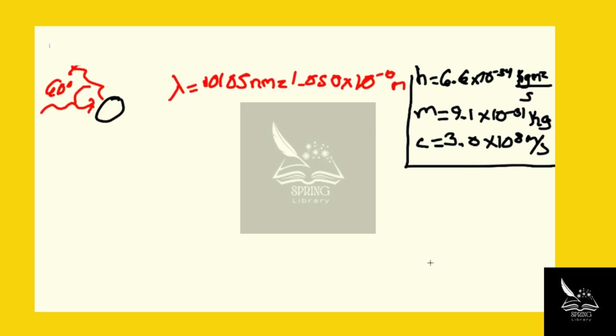Hi guys, so problem 38.31 asks us to find the momentum of an electron after a photon is scattered off of it. We can see how I've set up this problem in this little sketch in the top left. We have a photon, which is this squiggly red line coming in, hitting the electron, which is this black circle, and then scattering off, which is this second squiggly red line at an angle of 60 degrees from how it initially came in.